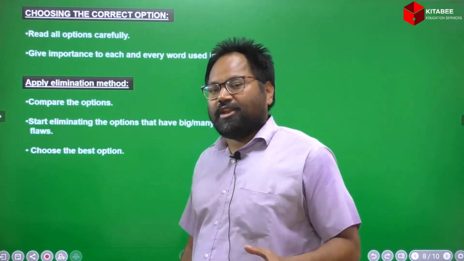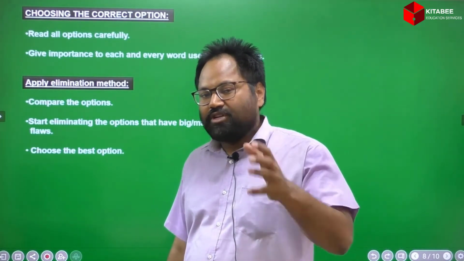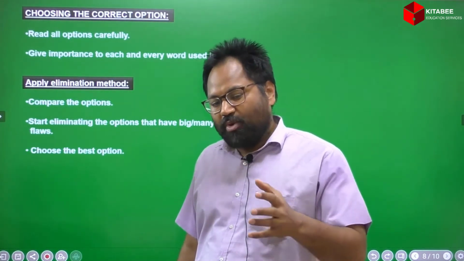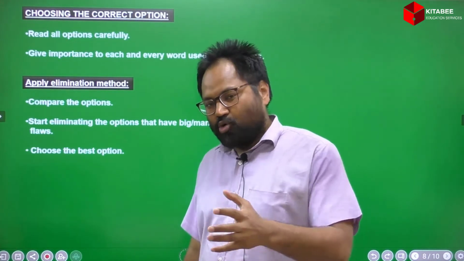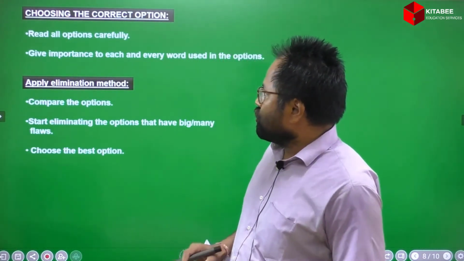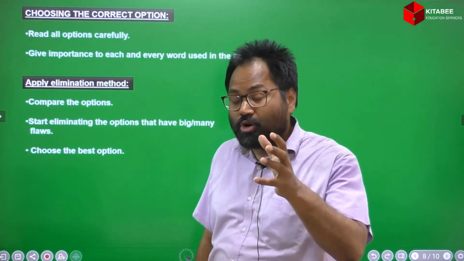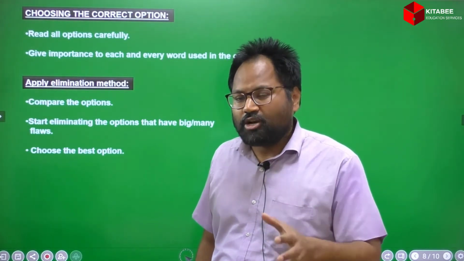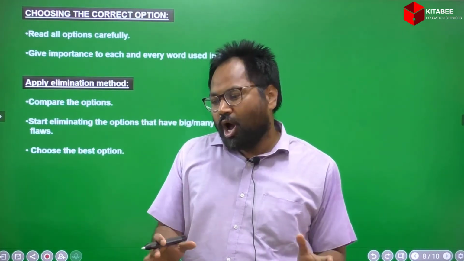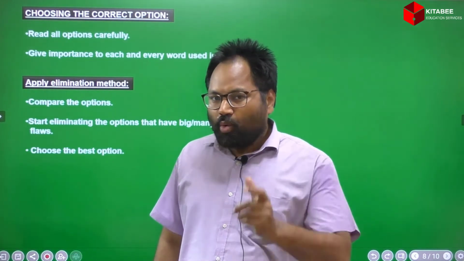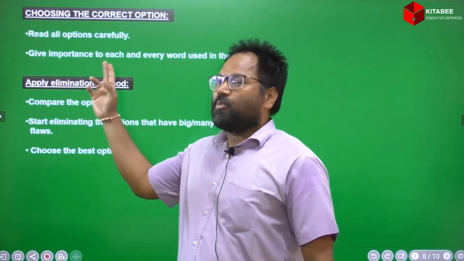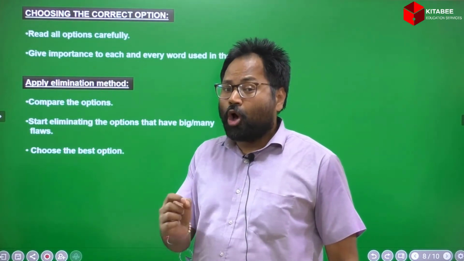Now, choosing the correct option. We have understood what summary based questions are, how many questions come, what the importance is, how to attempt them, and what the components are. Let's come to choosing the correct options. What do you have to follow while choosing them? You have understood the passage well. Now you have come to the options. The very important thing is to read all the options carefully.